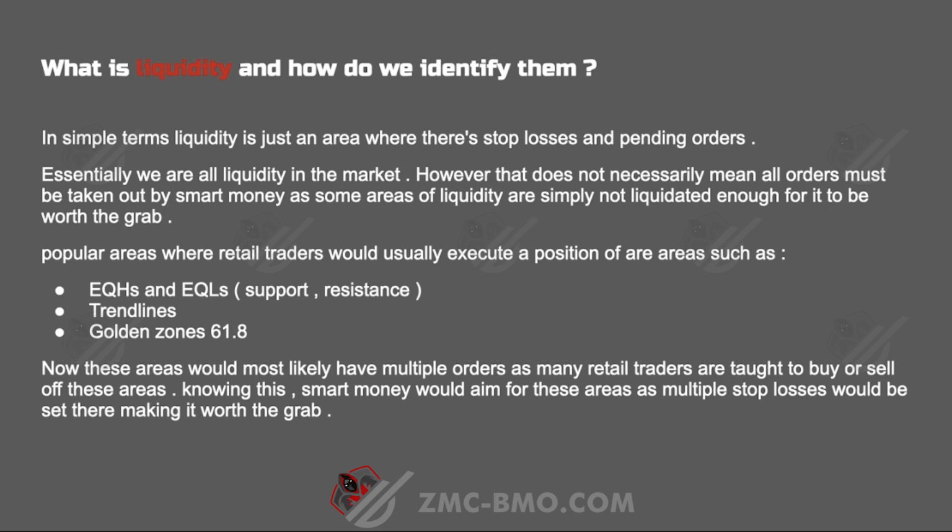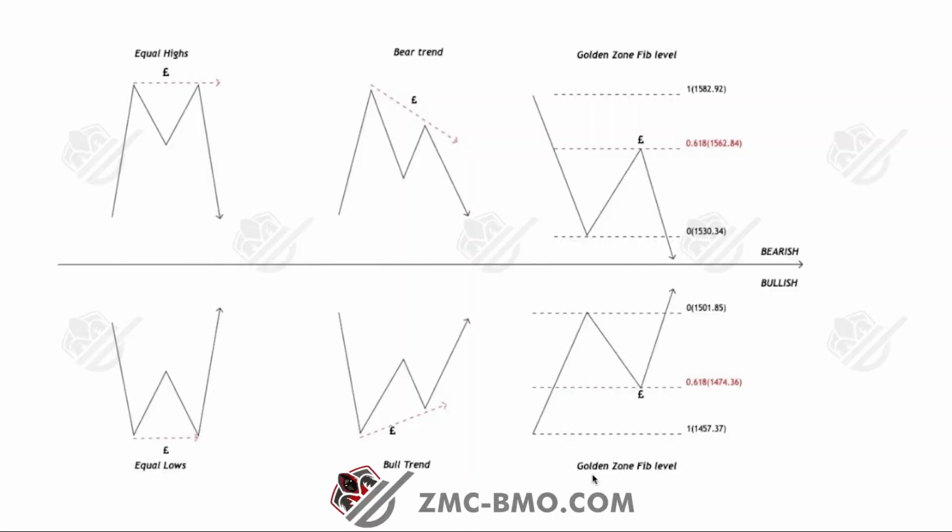Now, what does that mean? That means there are a lot of stop losses at these areas, right? Which, from a smart money's point of view, is all liquidity that they can capitalize on. Now, these areas would most likely have multiple orders, as many retail traders are taught to buy or sell off of these areas. Knowing this, smart money would aim for these areas as multiple stop losses would be set there, which makes it worth the grab. Identify as liquidity within the market.